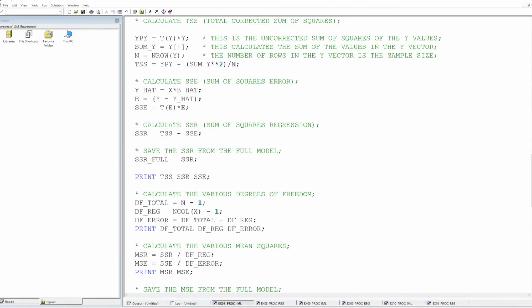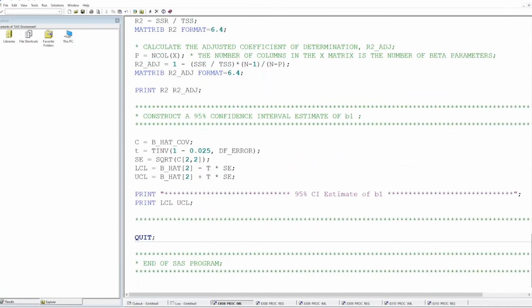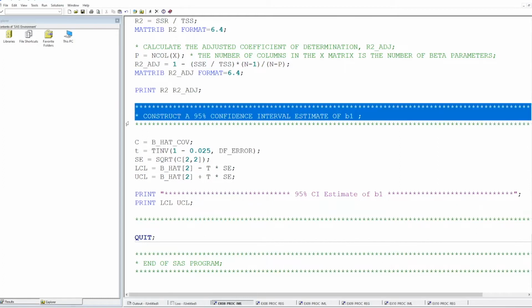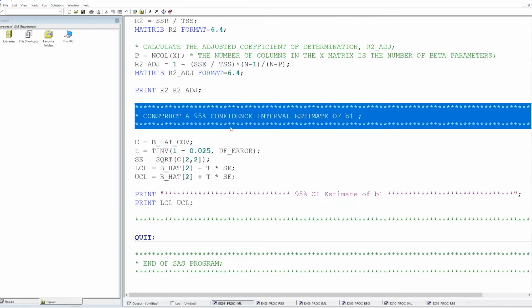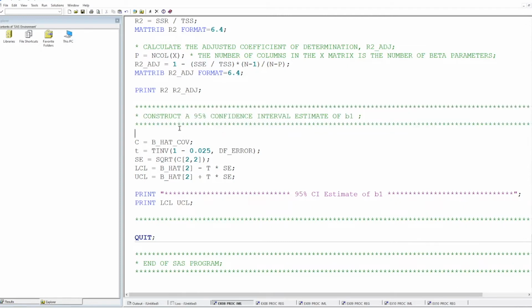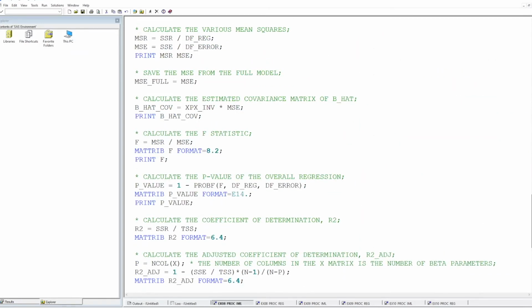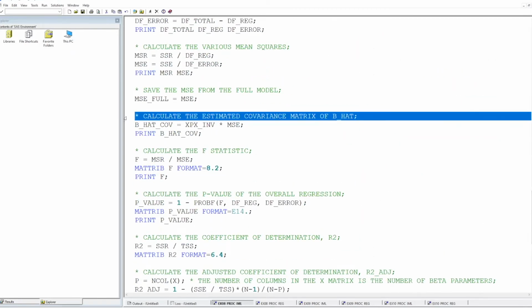I'm just going to scroll down to the very bottom, and it's down here where we're going to construct a 95% confidence interval estimate for beta 1. We need the covariance matrix, and I've created that up above. Here I'm calculating the estimated covariance matrix of beta hat.